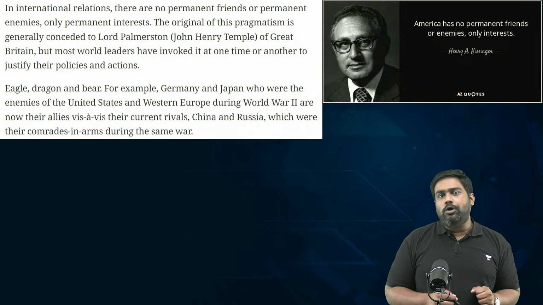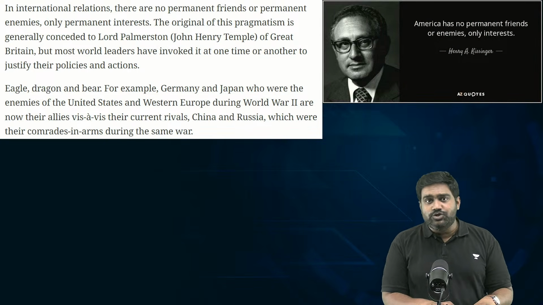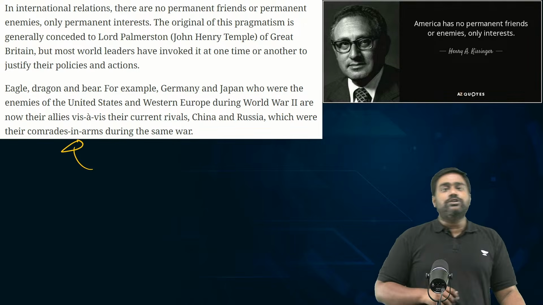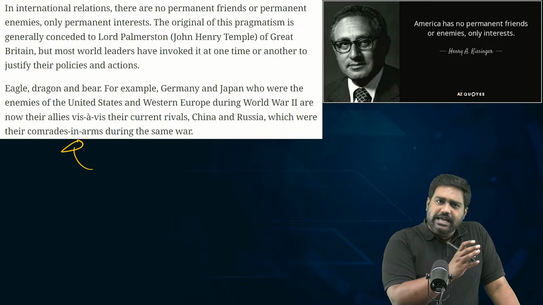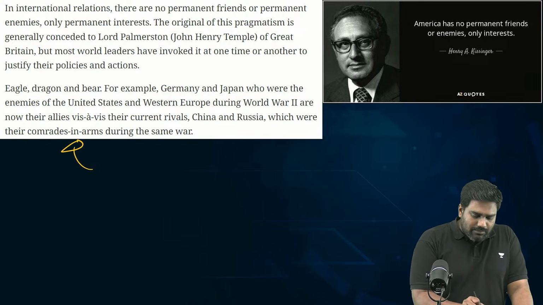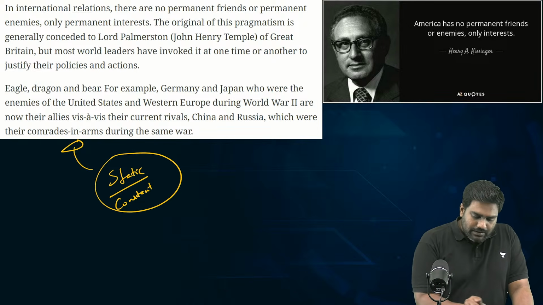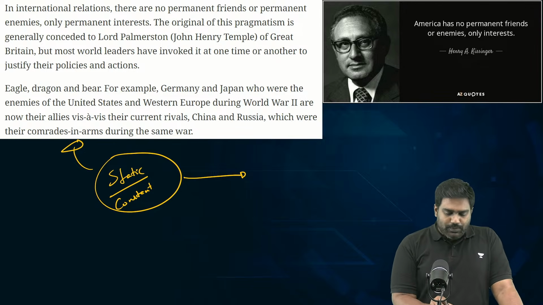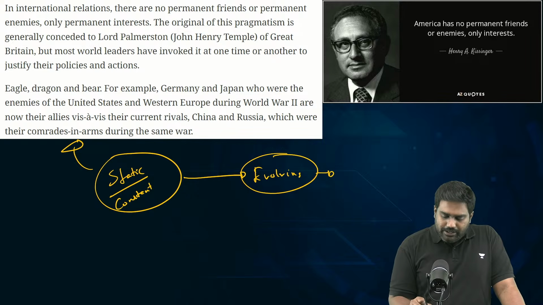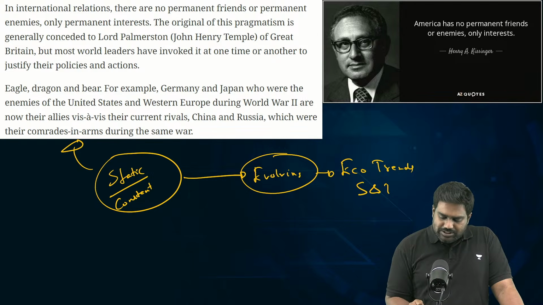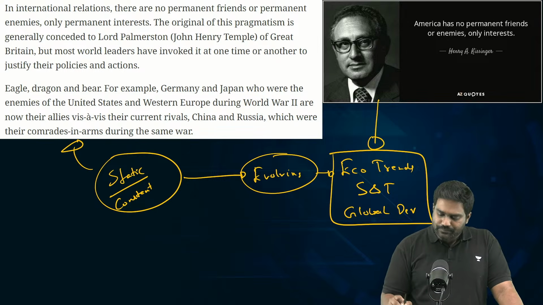Now I have one important statement to make before I end this topic. National interest, some of it can be static, some of it can remain constant. It may not change, but some national interests will keep on evolving with changing economic trends, changes in science and technology, and global developments. A country's national interests will also keep on changing.